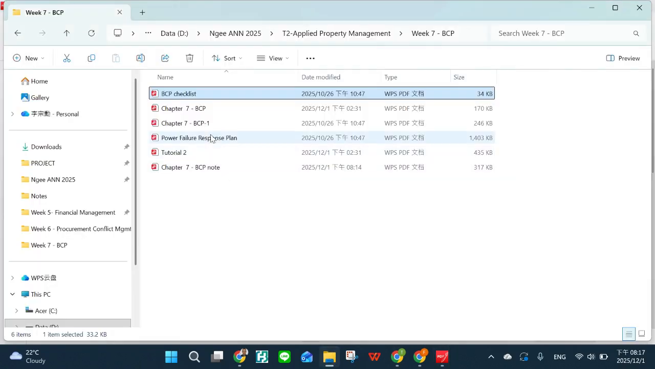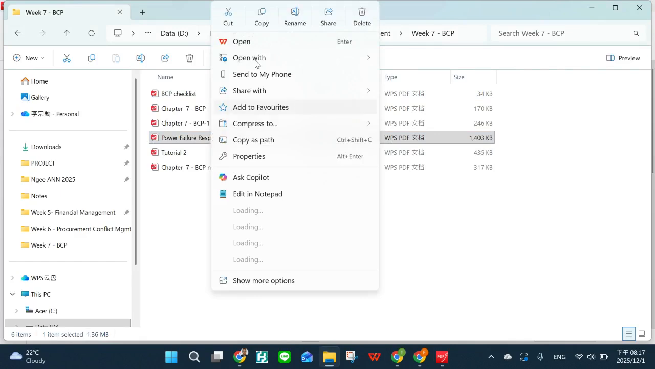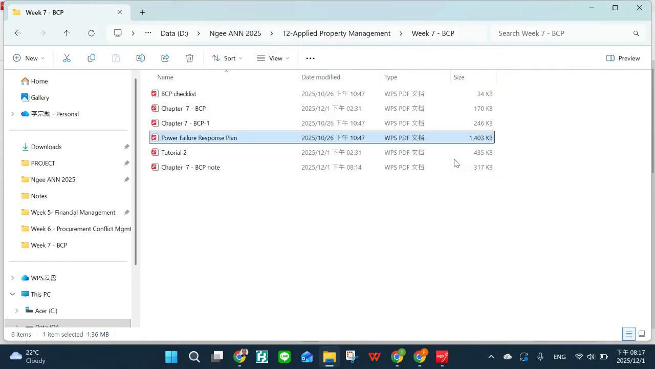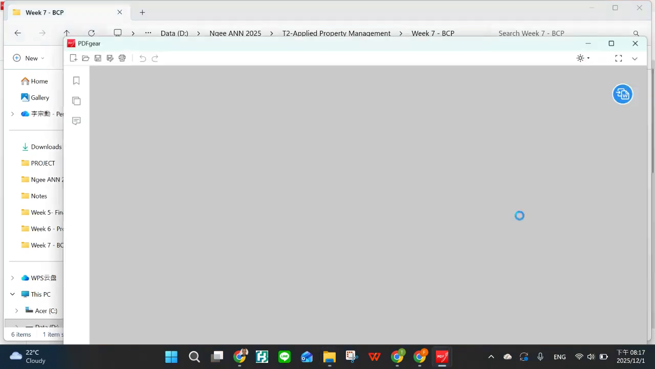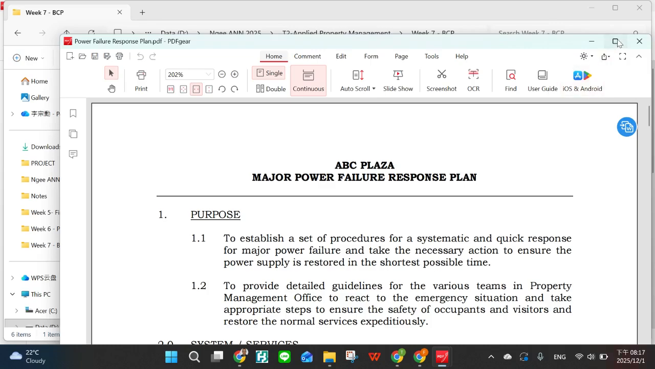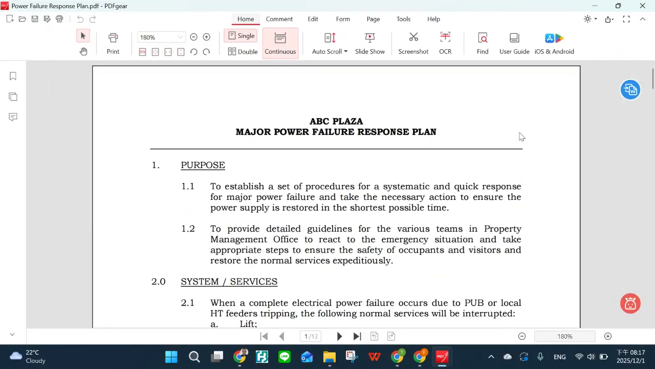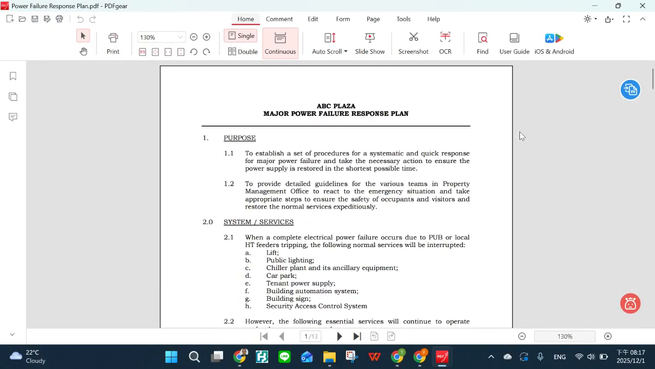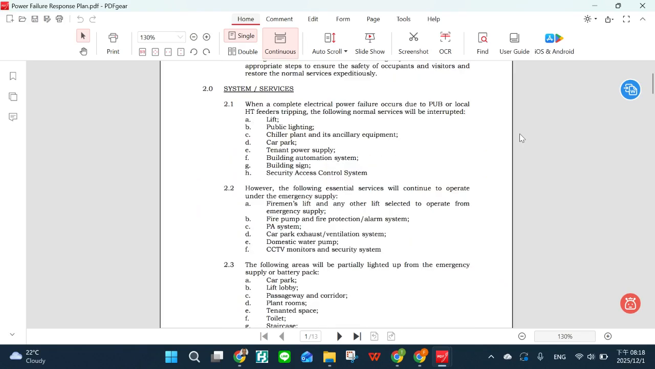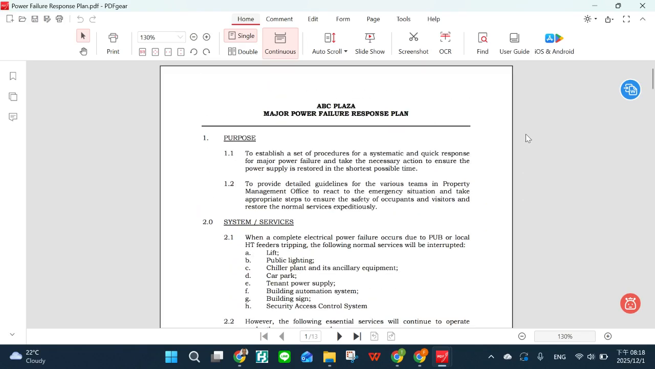I uploaded a power disruption plan. This is something like a BCP on power disruption, what to do. So when you have a power disruption, do you know what to do? Then you call LW, your standard answer. Yes, call LW, but while waiting for the LW to come, half an hour.